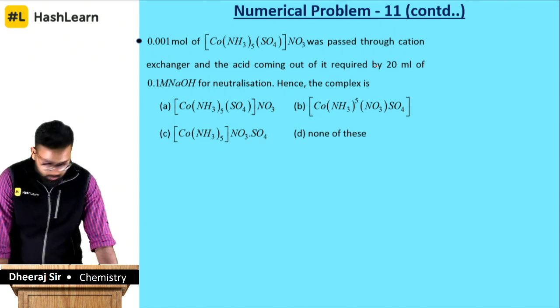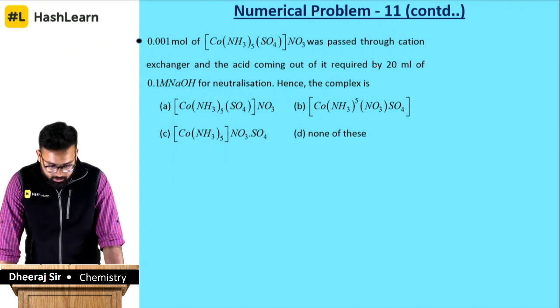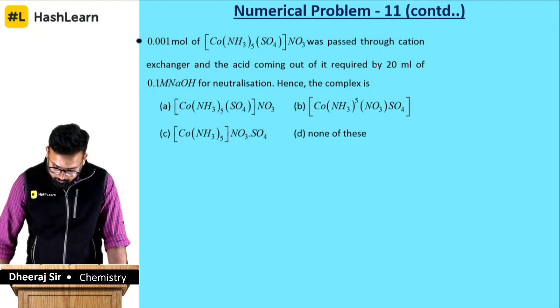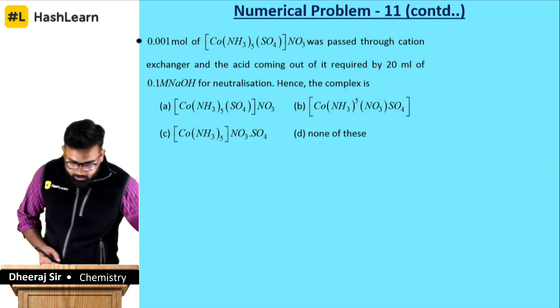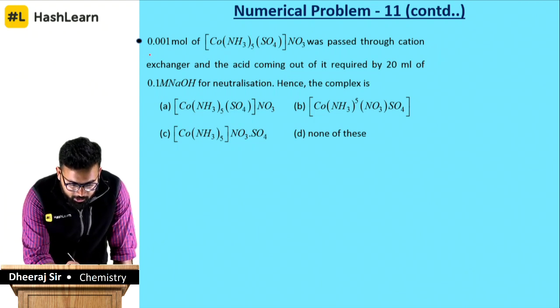So have a look at it. Pooja says it is C. Let us wait for Sakshi and then we'll proceed. Meanwhile, Sakshi also says it is C. Let us see now. Have a detailed look at it.